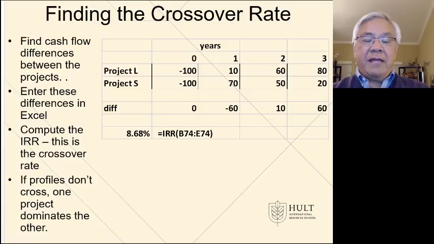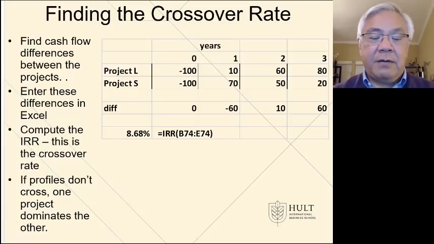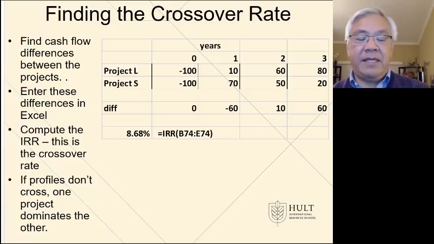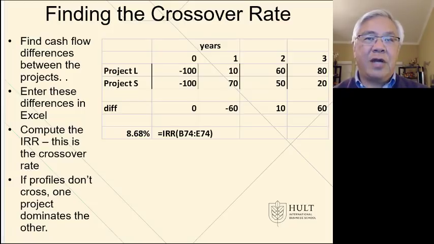If we were to try to find the crossover rate, and I'll just show you this here, I won't do it in Excel just to speed things up. We just lay out the two projects. Here you can see project L and S, one right after the other. We pull the difference and we run the IRR of those differences, and that constitutes the point at which they're equal. And so the crossover point occurs, as we saw in the prior slide, at 8.7%.